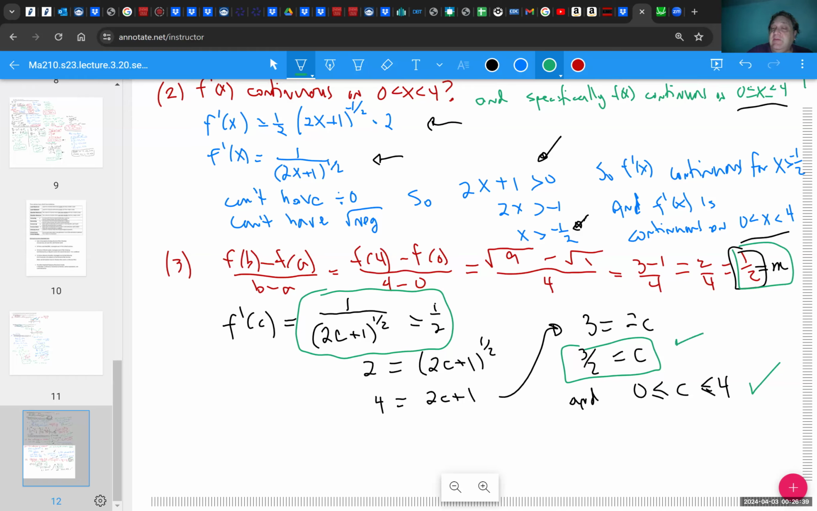We do need to verify or just double check that C is in fact in our interval. So our interval from 0 to 4, 3 over 2 is definitely 1.5, right? And 1.5 is between 0 and 4. So that is indeed the value of C we're looking for that satisfies the mean value theorem.